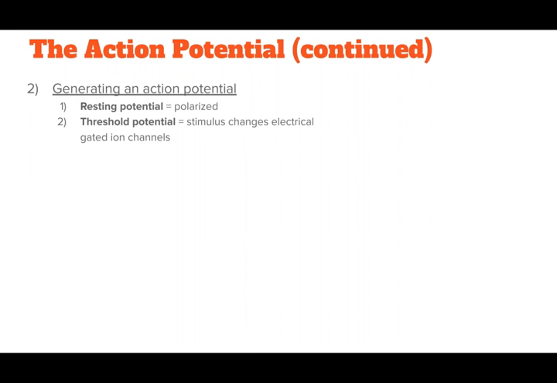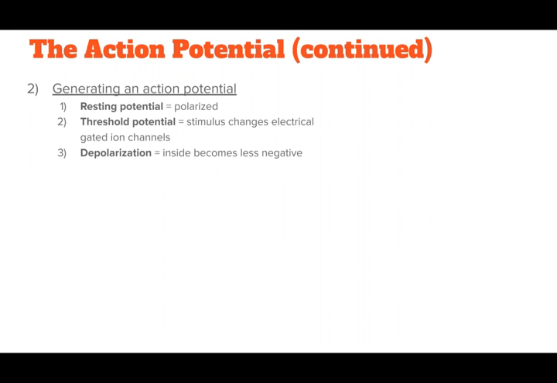But if you stubbed your toe and that painful effect was felt, that threshold was met, and that stimulus of stubbing your toe sent changes to the electrical gated ion channels. So the electrical gated ion channels are just those doorways that are going to let the ions in and out. And particularly, we're talking about sodium and potassium. All right. Then the third step is when the membrane becomes depolarized.